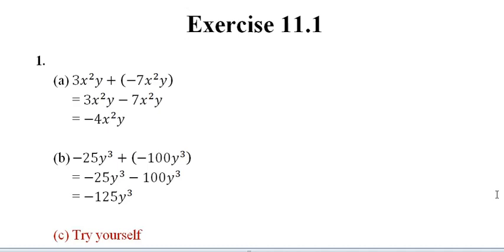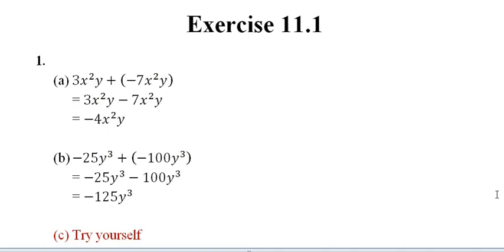The first question is the addition of the following monomials. By monomials, we mean an algebraic expression which contains only one term. Mono means one. When there are two terms together, that is called a binomial, and when there are three terms, that is called a trinomial. A trinomial can also be a polynomial; I will discuss polynomials afterwards.